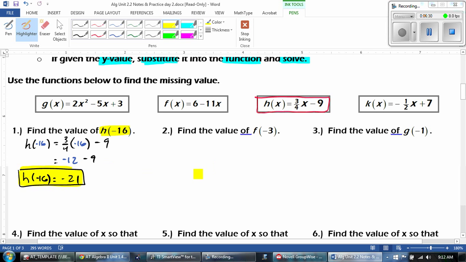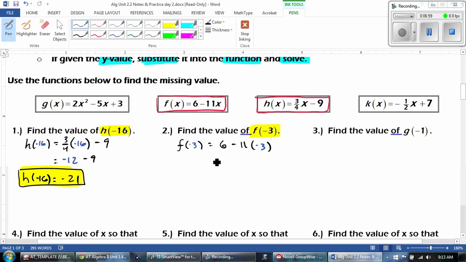Okay, so they told us the x, we had to simplify. Number 2, find the value of f of negative 3. So I'm going to find my f of x, which is the second one. And so f of negative 3 equals 6 minus 11x. And I'm just going to plug in negative 3.